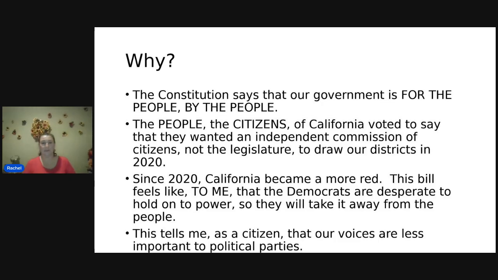Well, first of all, the Constitution says that our government is for the people, by the people. And I meant to put 2010, not 2020. The people, the citizens of California, voted to say they wanted an independent commission of citizens, not the legislature, to draw our districts. I apologize. It was voted in 2008 and started in 2010. Now, since 2020, California has become more red.